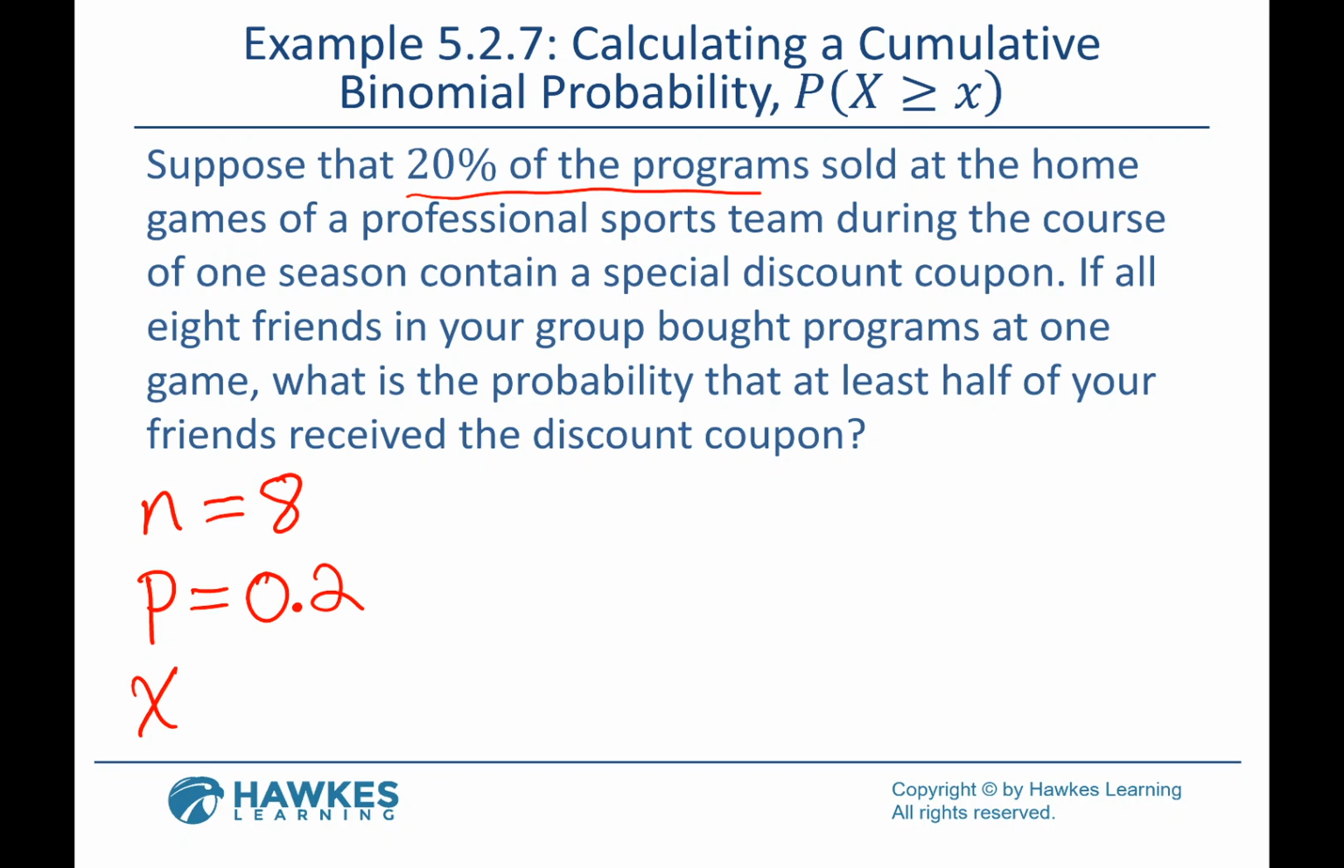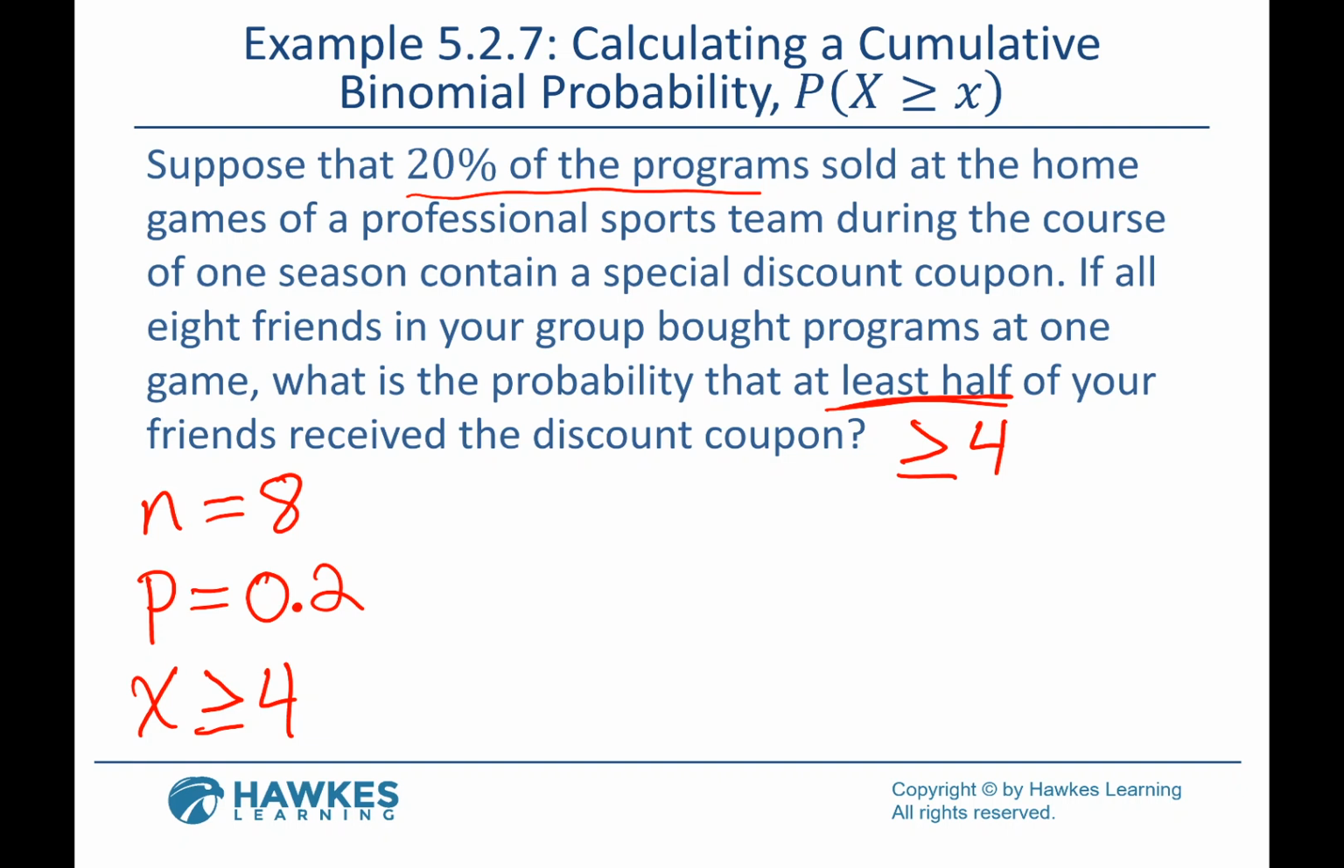And then how many coupons are we looking for? It says what's the probability that at least half of our friends get the coupon? So half of 8 would be 4. Right, so we want at least 4. And what does at least 4 mean? That means 4 or more, or greater than or equal to 4. Right, so 4, 5, 6, 7, or 8. So we want x to be greater than or equal to 4.